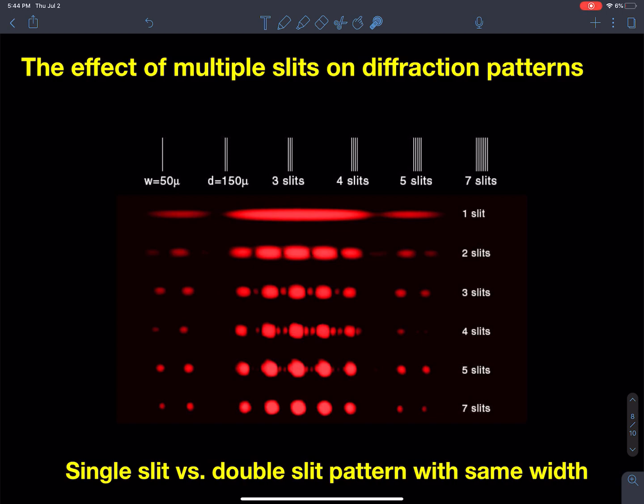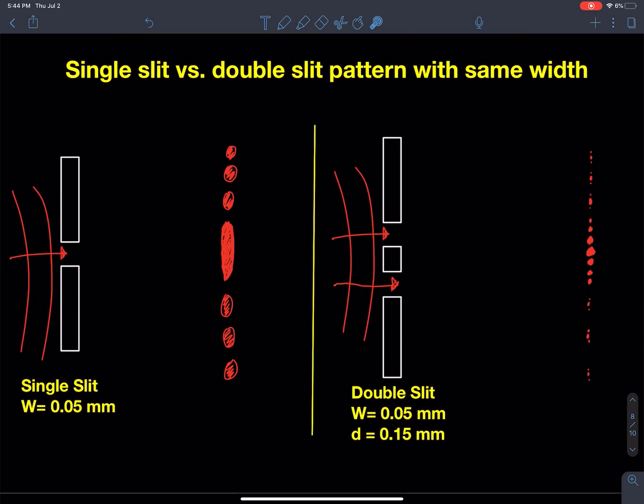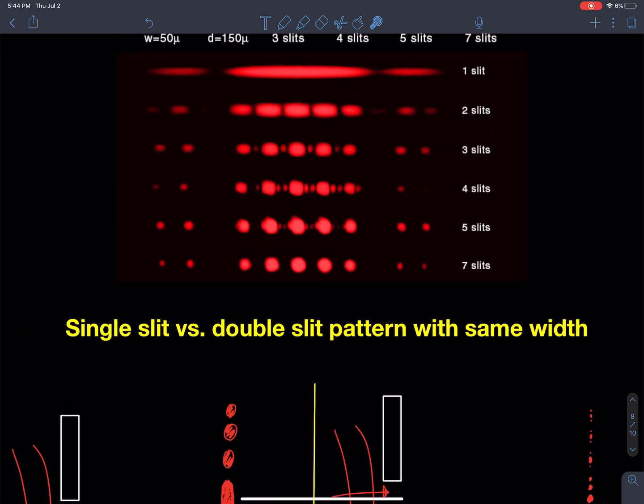So why does this happen? Why does this pattern develop as we add more slits? Okay, so let's just break it down again. Single slit versus the double slit pattern with the same width. So you can see here I've drawn a barrier that has the same width. Okay, so here's my single slit and here's my double slit. The width of each of these little holes is exactly the same, but in the second one, the spacing between the subsequent hole is 0.15 millimeters as shown above over here.